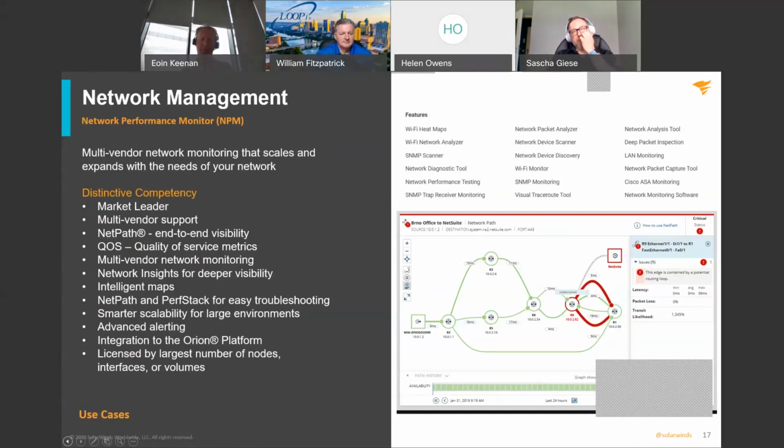NetPath is a really nice, unique end-to-end, hop-by-hop way of viewing your path and if there's any issues on there. And the nice thing is that, let's say, the target device could be on-premise, or indeed it could be in a different country, for example, New York to London, or indeed it could even be in a service provider. So lots of flexibility in that. You'll probably see that from Sascha later on as well.